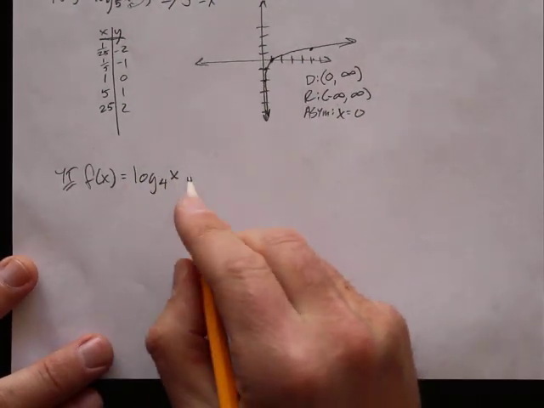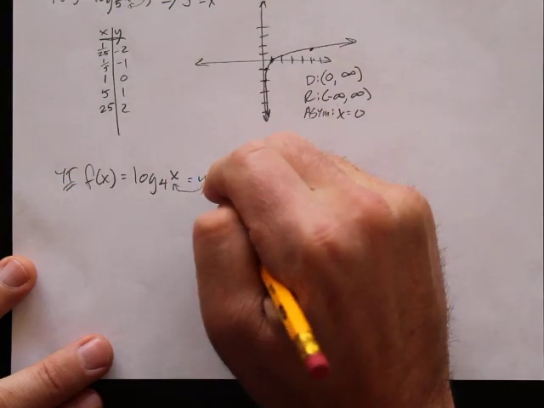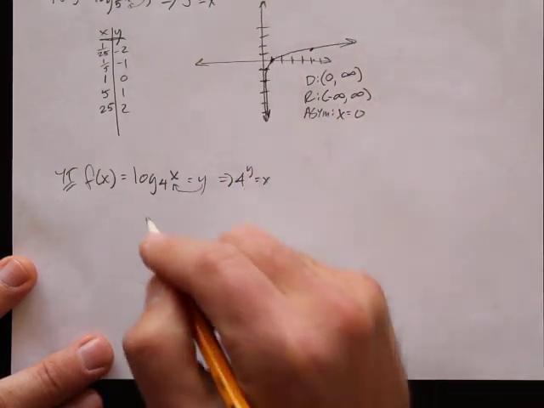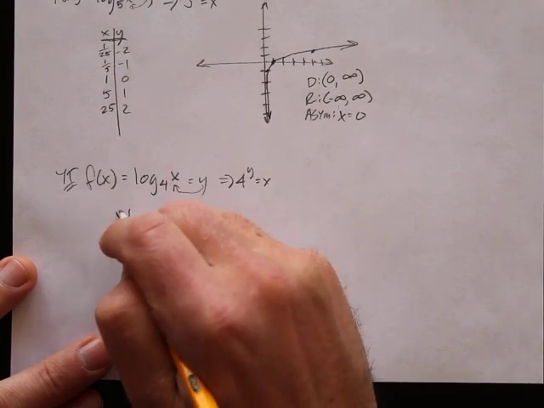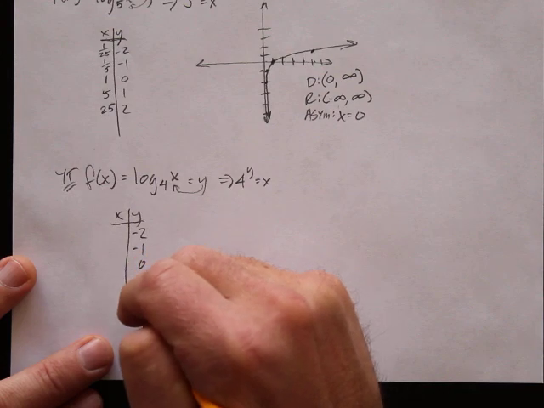All right, let's see how you did here. I'm going to put x equals y. I'm going to jam that y in there, and I end up with 4 to the y power equals x. Then I'm going to make my t-table. I'm going to plug in some good points.